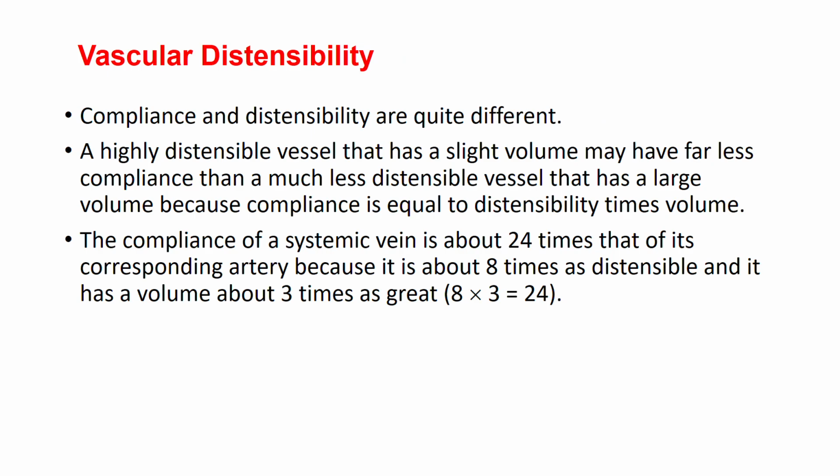Compliance and distensibility are quite different. A highly distensible vessel that has a slight volume may have far less compliance than a much less distensible vessel that has a large volume, because compliance is equal to distensibility times volume. The compliance of a systemic vein is about 24 times that of its corresponding artery because it is about 8 times as distensible and it has a volume about 3 times as great. 8 times 3 equals 24.